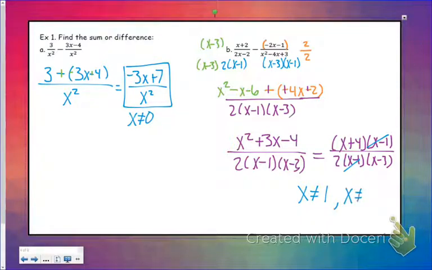We also know that x is not going to equal 3 because, again, that makes the denominator equal 0. And this is as far as you can simplify. If you want to distribute, you can rewrite it, but if you leave it as x plus 4 over 2 times x minus 3, you are fine. If you want to distribute, you get the same thing.